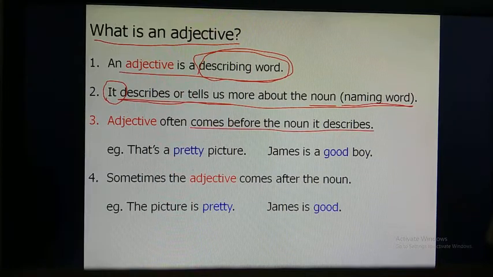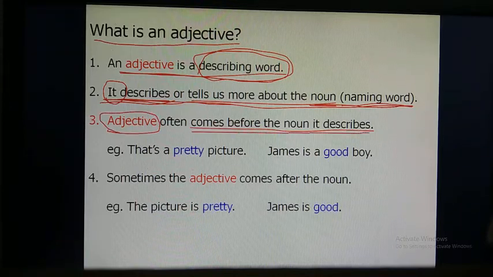Okay, so number 1, what is an adjective? Adjective is a describing word. Number 2, adjective describes or tells us more about the noun or naming word. Number 3, adjective often comes before the noun it describes. Okay, so an adjective is a word which often comes before the noun it describes.